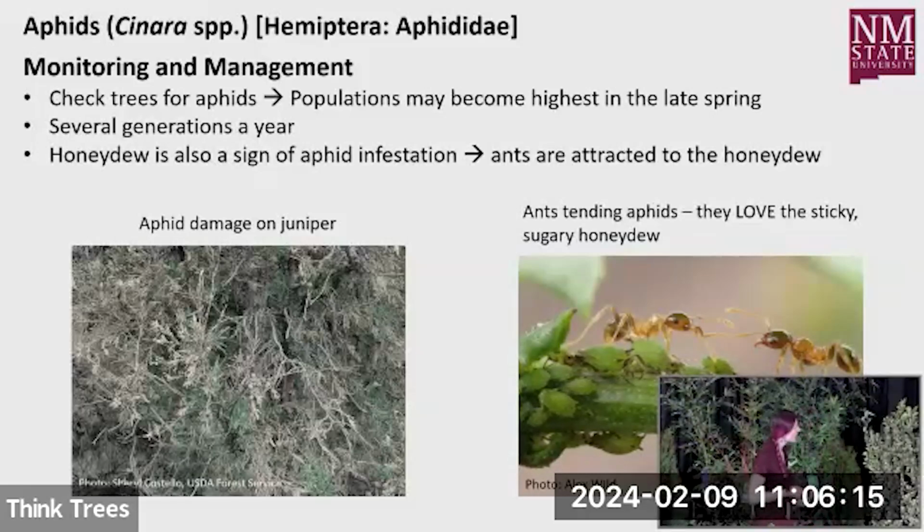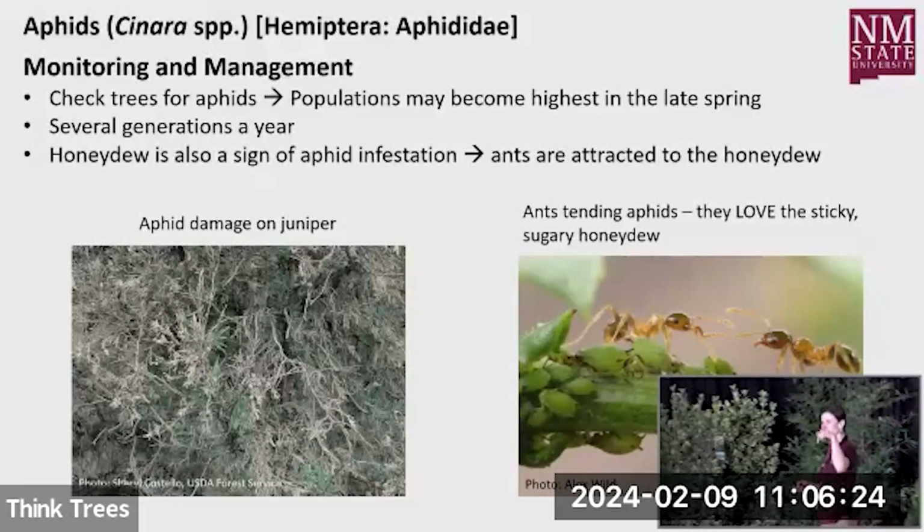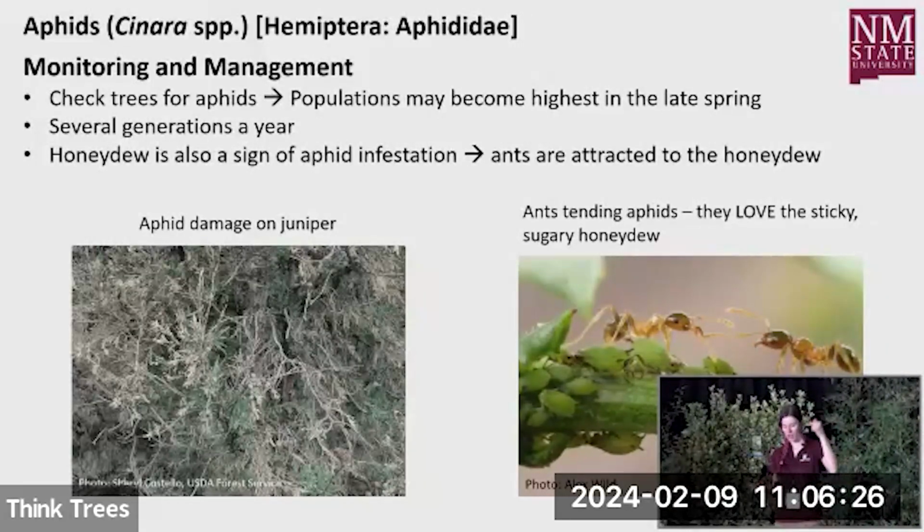Another common sign of them is this honeydew. And this is pretty standard for a lot of aphids. The way that aphids feed is that they have these piercing sucking mouthparts. So they're sucking up that plant.